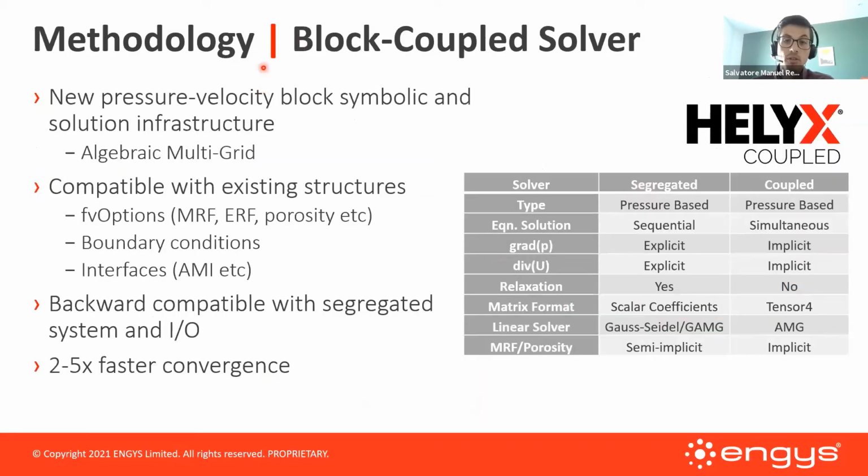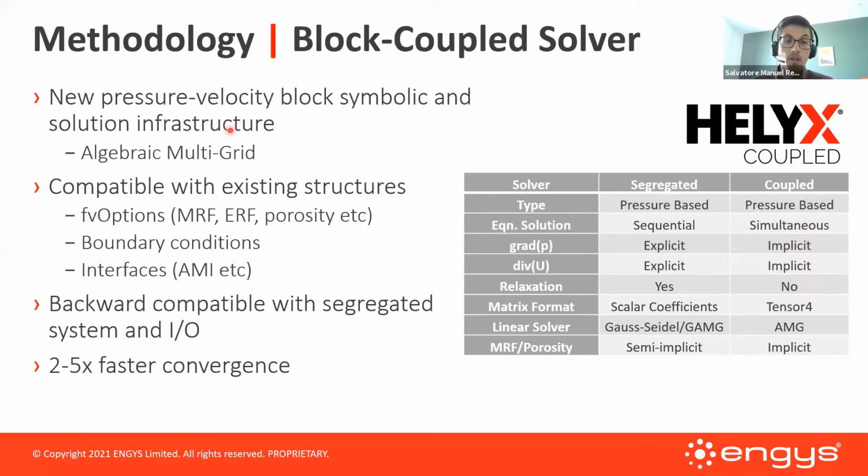The second key ingredient of our recipe is a block coupled solver. Flow equations in CFD can be solved in two different ways, in a segregated or coupled way. Segregated solvers solve the equations subsequently, so one after the other. The terms are explicitly coupled, and there is relaxation. All those things tend to slow down the convergence. Coupled solver algorithms solve the pressure-velocity system of equations simultaneously, so all together. Terms are treated implicitly, and there is no relaxation. Therefore, coupled algorithms are generally faster to converge than segregated ones.